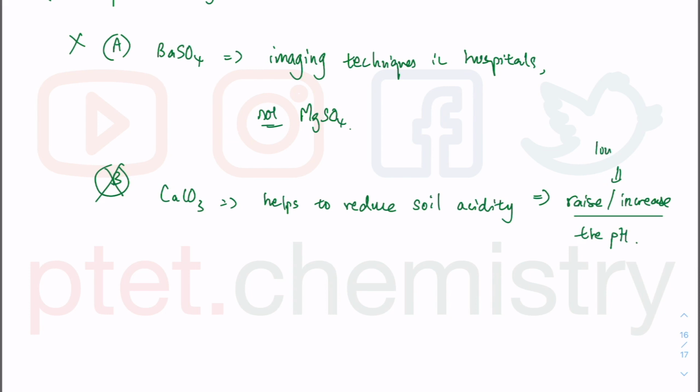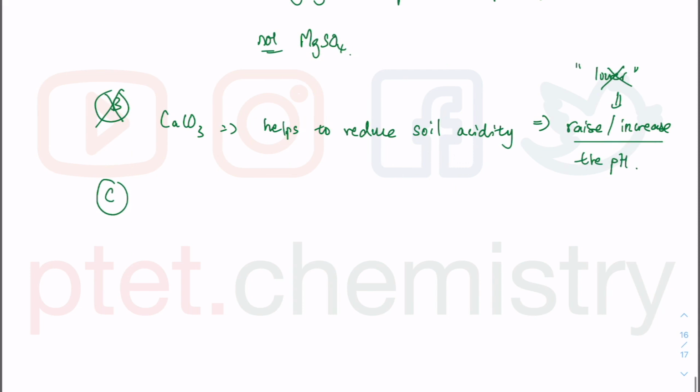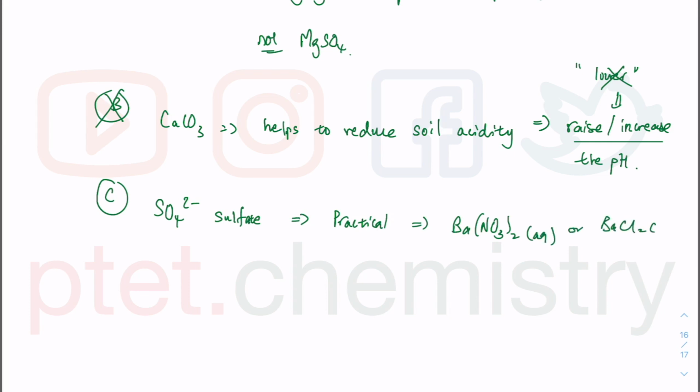So look at "lower." Lower is going to be the word that makes it wrong because it will make the soil more acidic. Now, a student can test for a solution of sulfate. SO4 2- is your sulfate ion, and that is all part of your O-level or IGCSE practical study. To test for sulfate, you definitely need to add some barium nitrate, or you could also use aqueous barium chloride, and then followed by nitric acid.